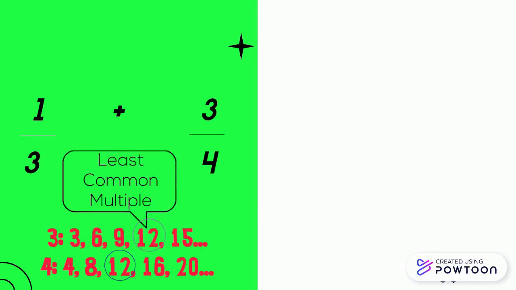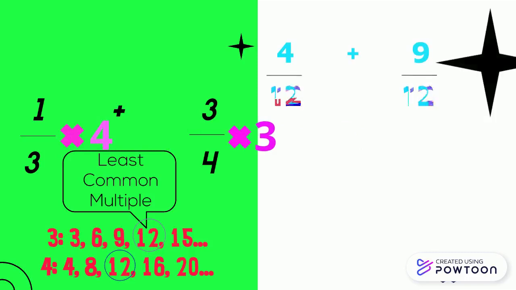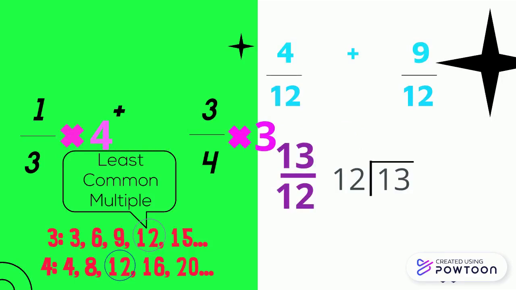Our next fraction, 1/3 plus 3/4. We've got to get 3 and 4 to the same thing, so we find our least common multiple of 12. So we multiply by 4 on the first fraction, 3 on the second. When we do that, we get 4 over 12 plus 9 over 12. Add your numerators, 9 plus 4 is 13 over 12. Once we divide and simplify that, we get an answer of 1 and 1 over 12.